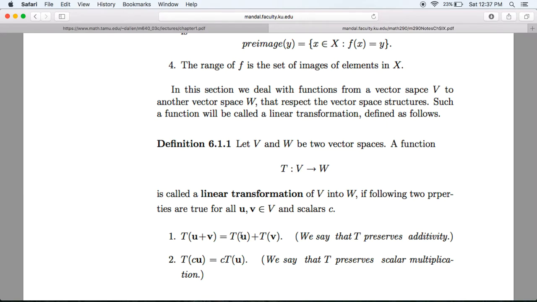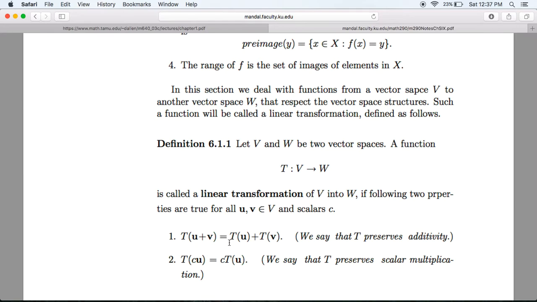Thus, we see homogeneity in terms of this addition. That is, first I add and then transform is the same as transforming the two vectors first and then adding. This is the first condition.